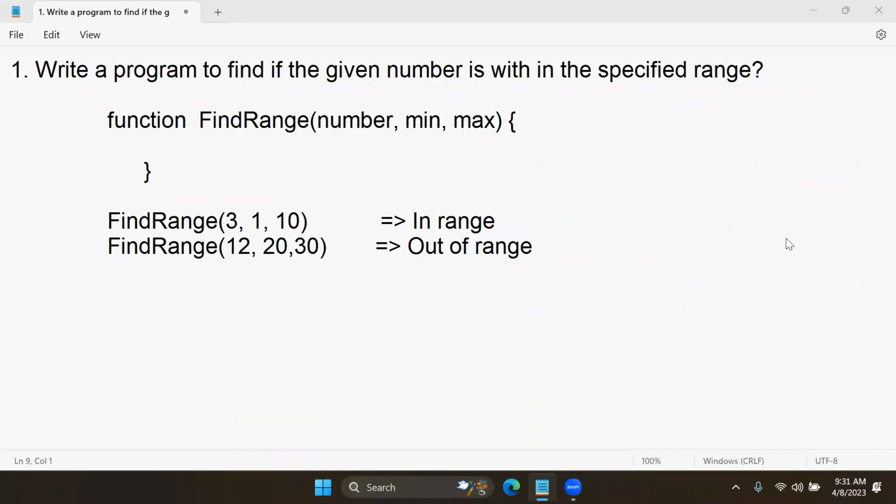Not just 1 or 10. Any number it should show. Any number it should calculate. Then how do we write? You have to verify the parameters.